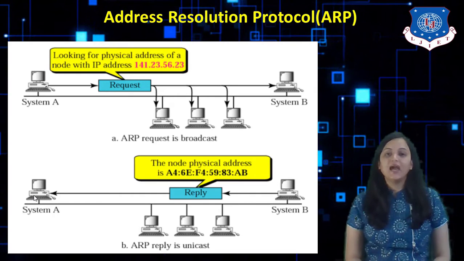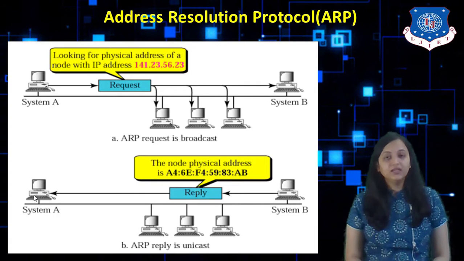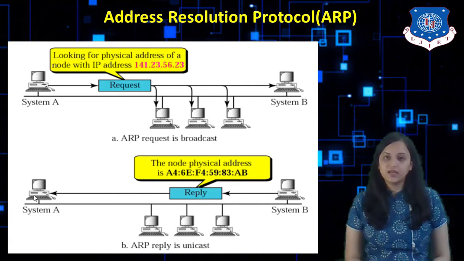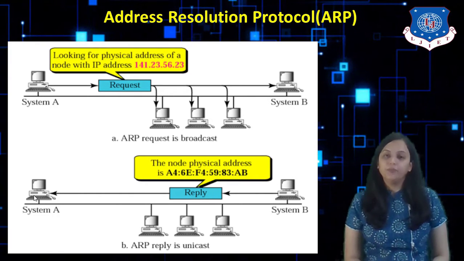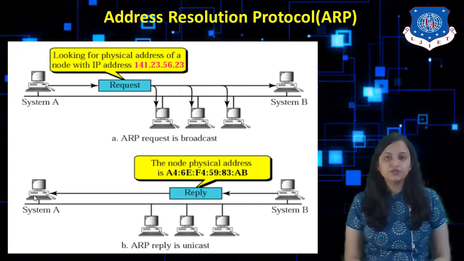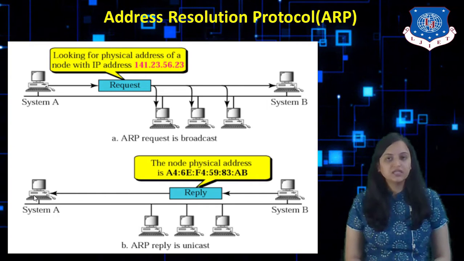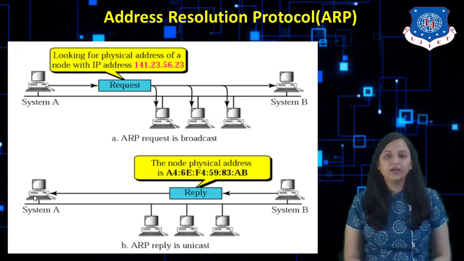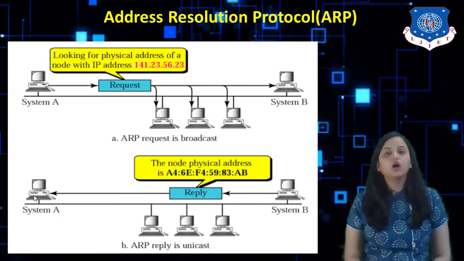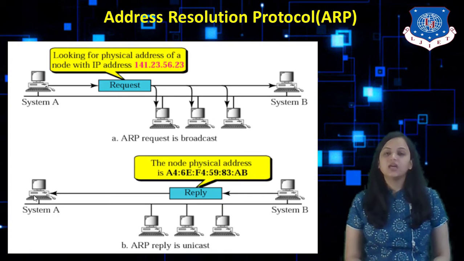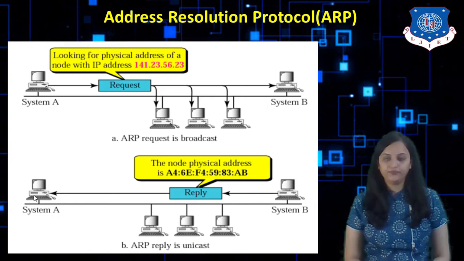In figure B, the ARP reply or response is indicated. Here it is to be remembered that the request is of broadcast type and the reply or response is of unicast type. That means the MAC address of system B is attached to the response packet and it is sent directly to system A only. It is not broadcast to any of the devices on the particular network. That means this physical address is given to system A according to its IP address. So this is how system A can get the physical address or MAC address of system B.